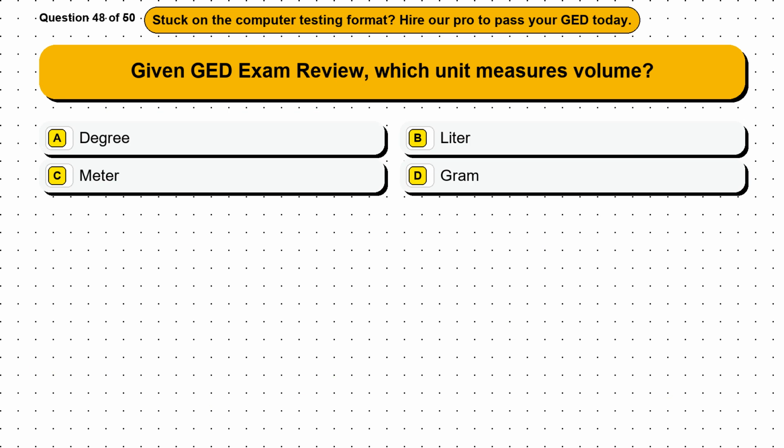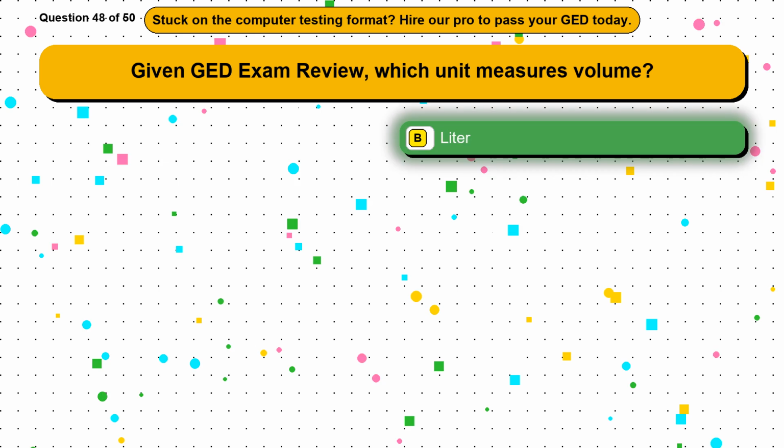Question 48. Given GED exam review, which unit measures volume? Option A degree. Option B liter. Option C meter. Option D gram. The correct answer is option B.